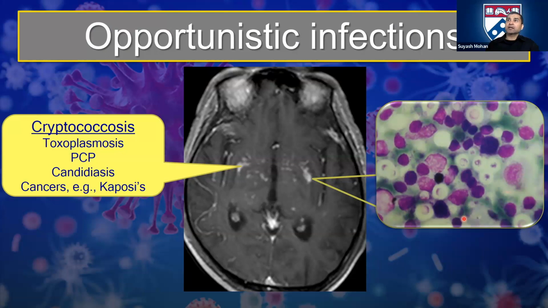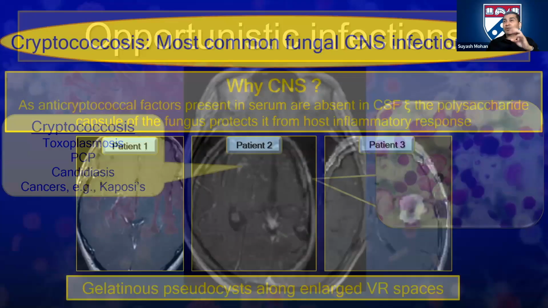Another practical life lesson is that if you have symmetric or asymmetric appearing enhancement along the perivascular spaces in the basal ganglia in an immune compromised patient, right? There is only one diagnosis, which is cryptococcal meningitis or cryptococcosis.